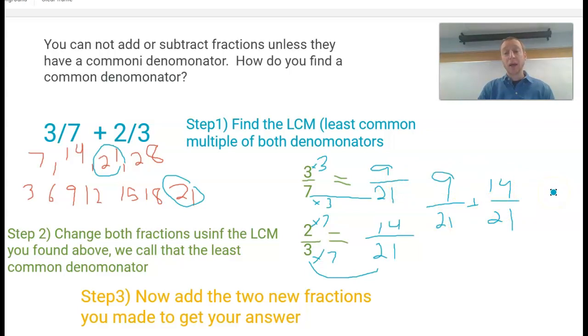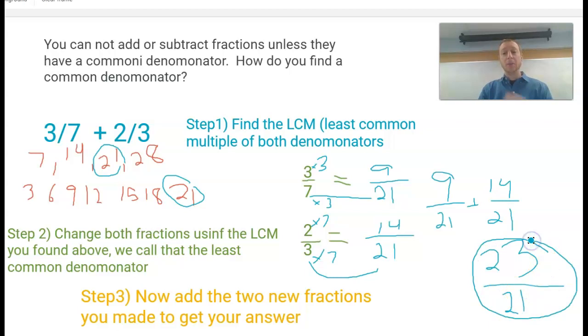14 plus 9 is 23. 14, 15, 16, 17, 18, 19, 20, 21, 22, 23. Yep, I'm right. 23 over 21, right? The numerator changes, the denominator stays the same, right? So we found our least common multiple by skip counting, circling our common multiple, and whatever we did to the bottom, we got to do the top.